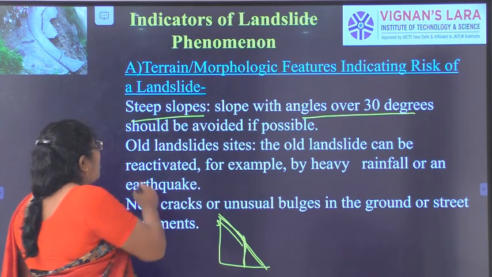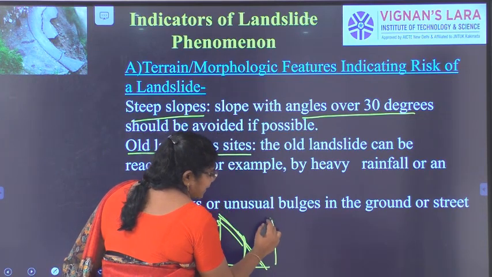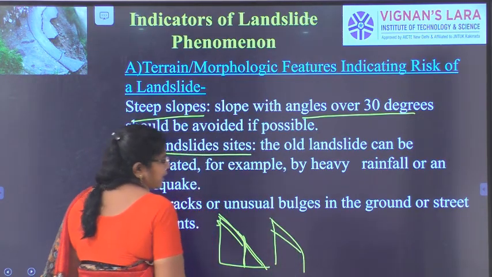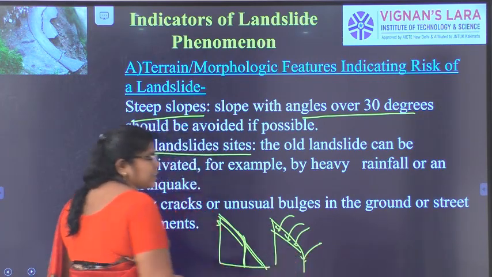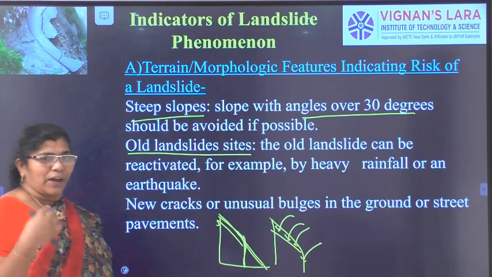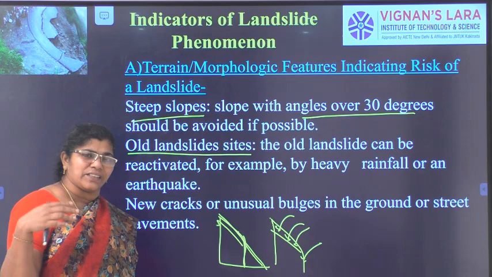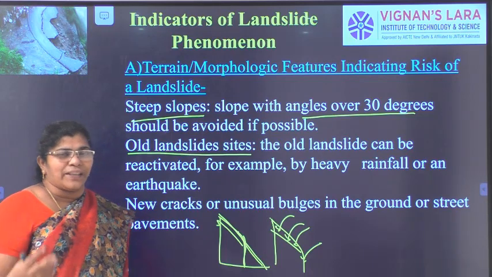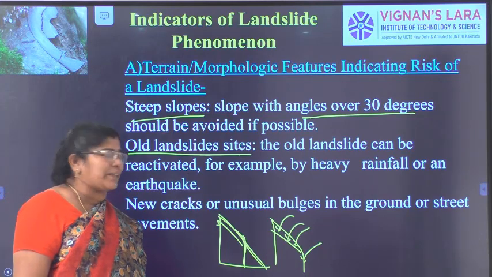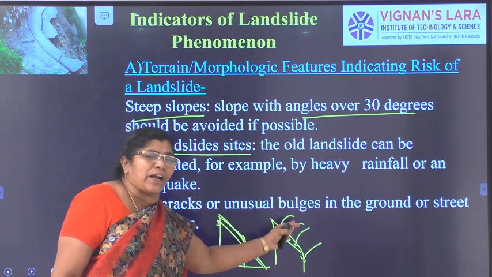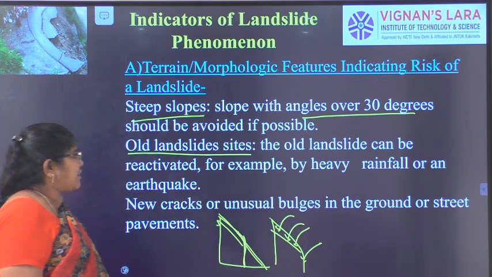The next one, old landslide sites. If a landslide has already occurred, what happens? Again and again the sedimentary rocks will accumulate there, so there will be new rock and old rock. Old rock, of 1000 years, will be stronger than new rock. So when there is heavy rainfall, the wet land mass of these rocky layers will fall down. That is the second one.